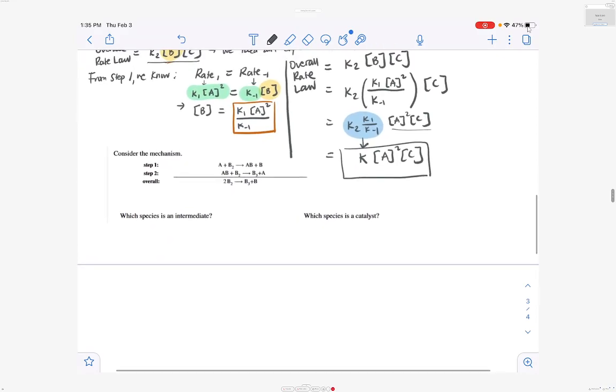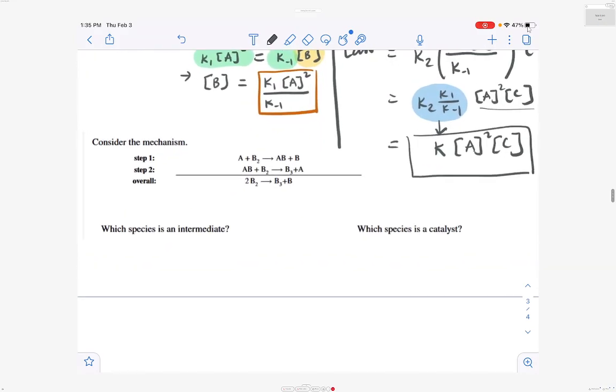All right. Last problem. Consider the mechanism. So again, you have a multi-step reaction where each step is an elementary reaction. And then they're asking you to find an intermediate and find a catalyst. In order to find the intermediate and catalyst, we have to add up all the reactants, add up all the products, and see which ones appear on both sides. Okay, so let's do that first.